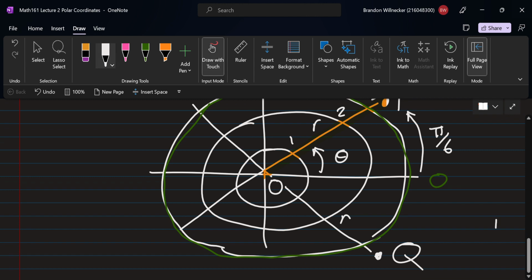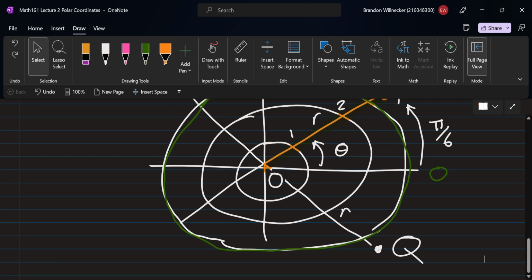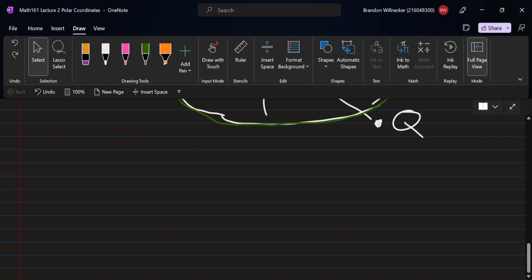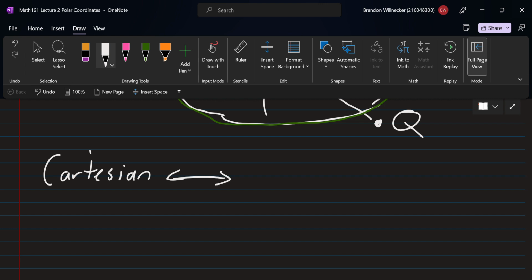Okay, so let's go on to converting. Since this is just a way of labeling the points, we can go back and forth between different labels. The point P doesn't care which coordinate system we use. We can use polar coordinates, we can use Cartesian, the point is still the same. So there must be some way of going between the coordinate systems. Let's look at the two we know now: Cartesian, and polar.